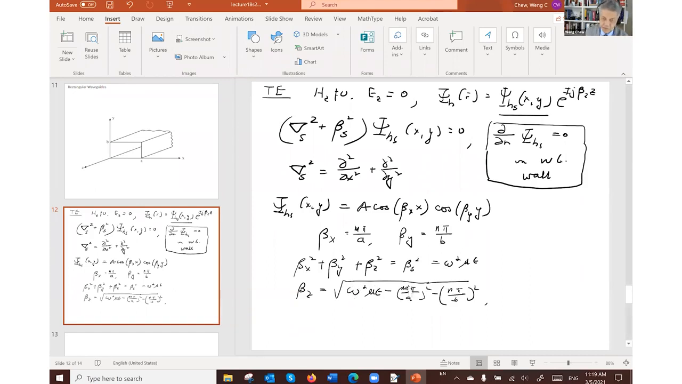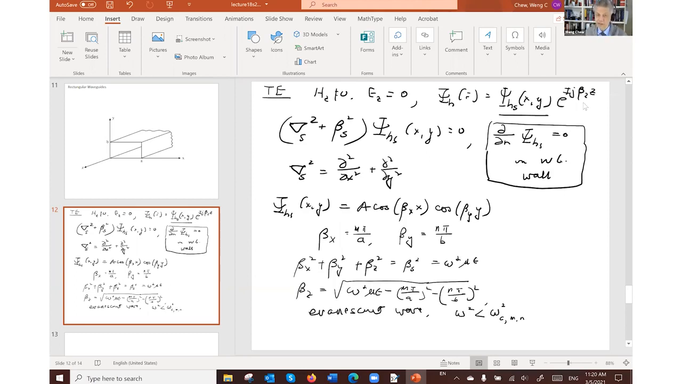Okay, you'll find that if the frequency is too low, and if you pick certain m's and n's, this number becomes imaginary. When this number becomes imaginary, it says that you do not have a propagating mode anymore in the z direction, okay? And you will have an evanescent wave. If omega squared is less than a certain frequency, and that frequency is determined by the second term, called the cutoff frequency, and it depends on m and n.